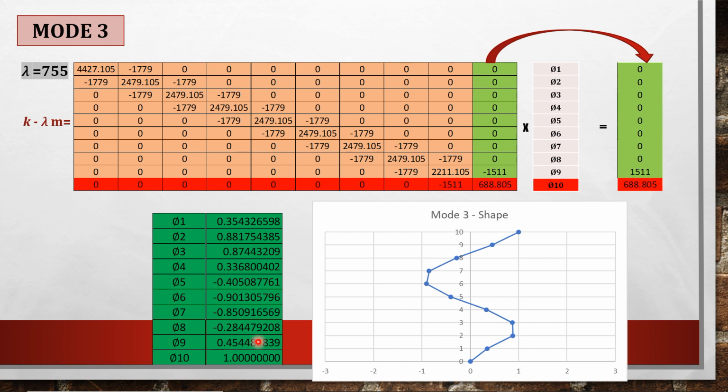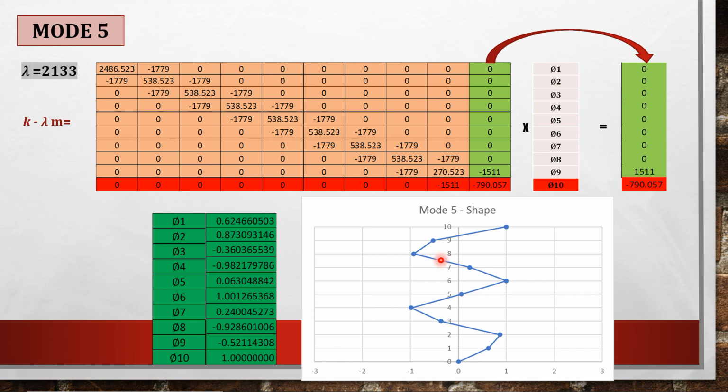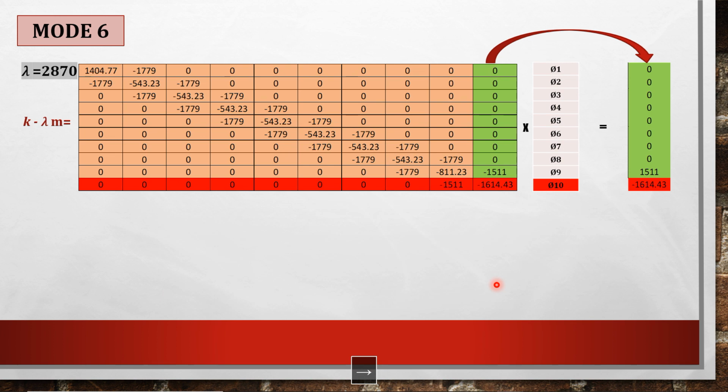This is our mode shape for mode 3. For mode 4, the same process. Mode 5, the same. We plug in this value of lambda, 2133, to this characteristic equation matrix. Then, this 9 by 9 matrix will be multiplied to this vector, and we can solve for our eigenvectors. We plug that into the graph and get the mode shape of mode 5. The same with mode 6.